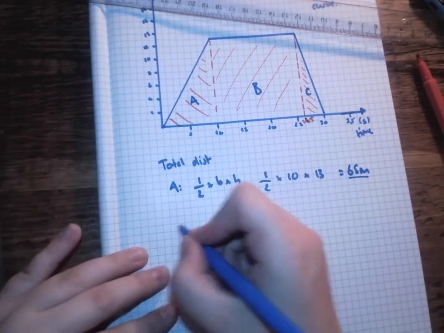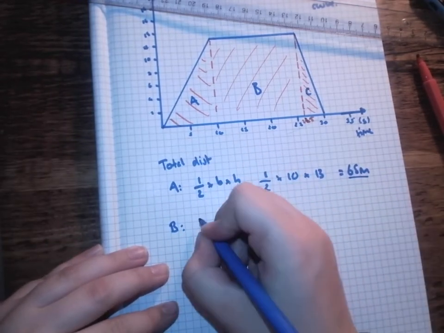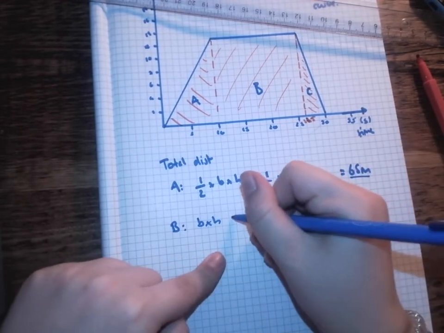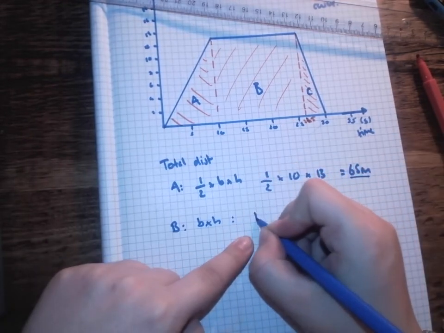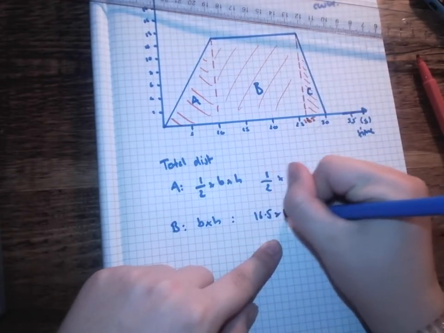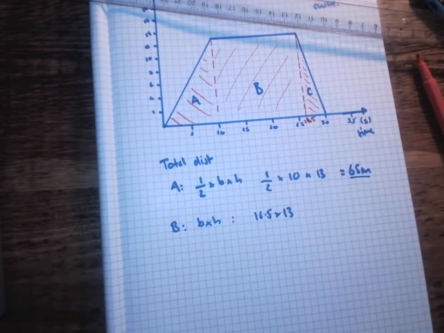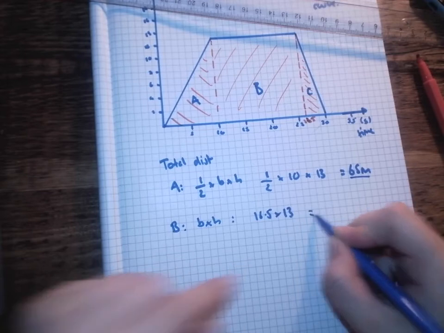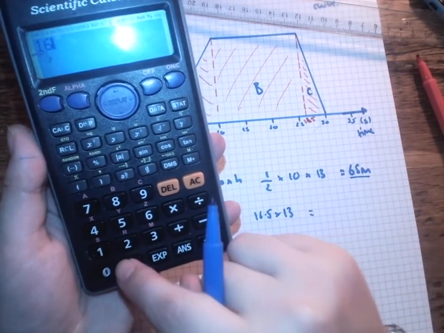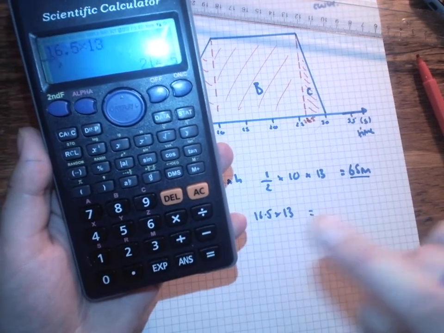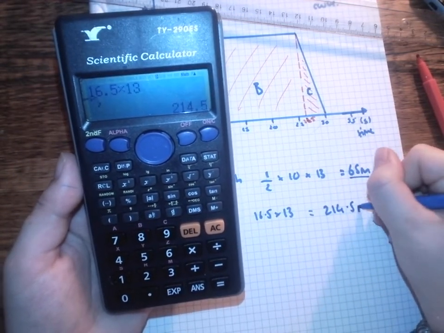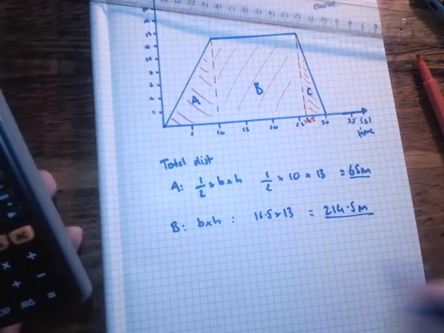In section B, it's just the area of a rectangle, so that's just my base times my height. I've gone from 10 to 26.5, so that's 16.5, and again, I've still got my height of 13. So in this case, 16.5 times 13, if I do that again in my calculator, 16.5 multiplied by 13 gives me 214.5 metres. Okay, so that's section B.